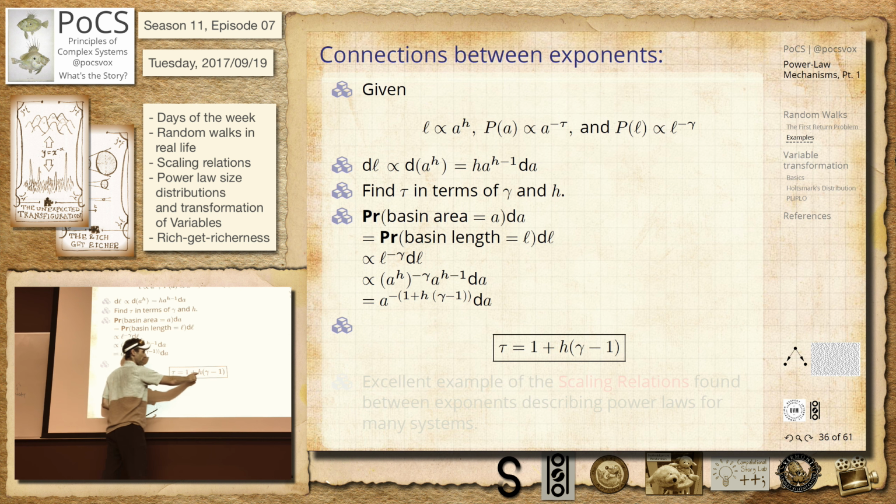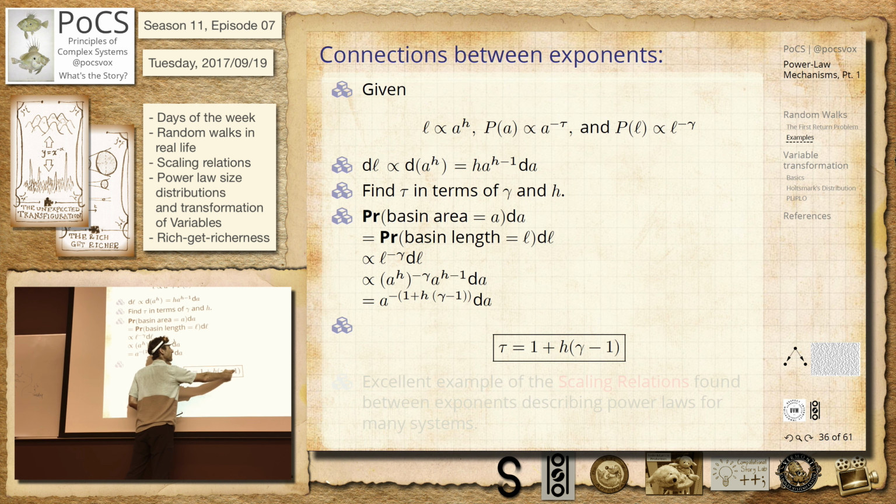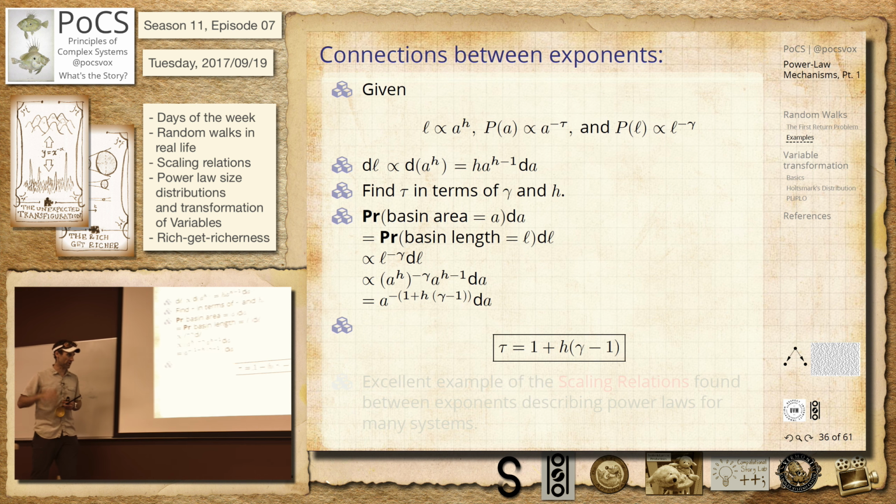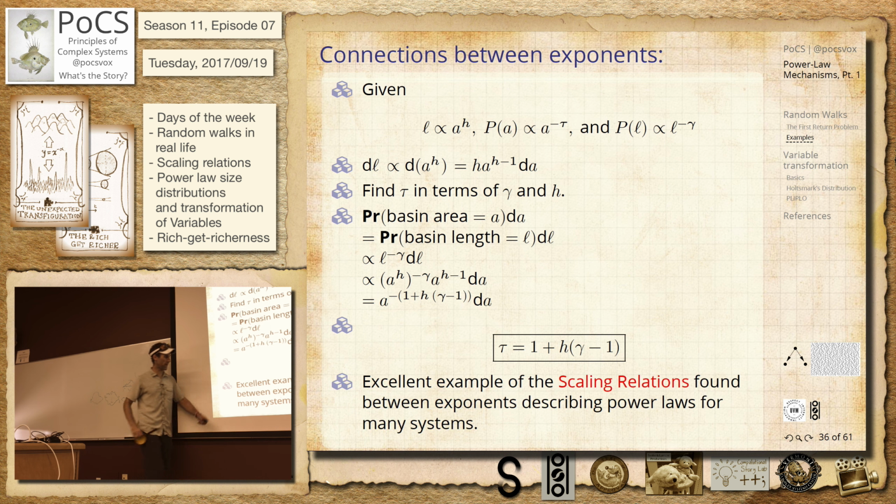So if we put in 2/3 and 3/2, 3/2 minus 1 is 1/2, 2/3 times 1/2 is 1/3, 1/3 plus 1 is 4/3. So we get the one that we had for these so-called Scheidegger networks. These are called scaling relations.